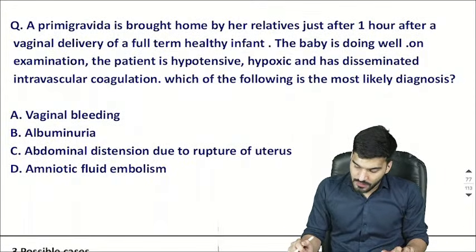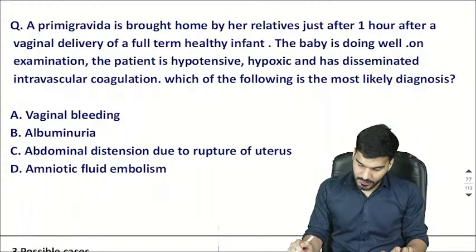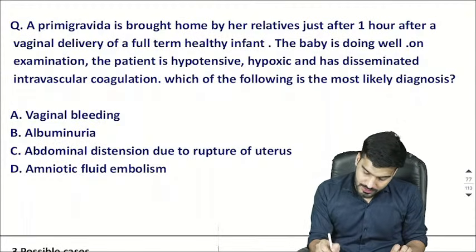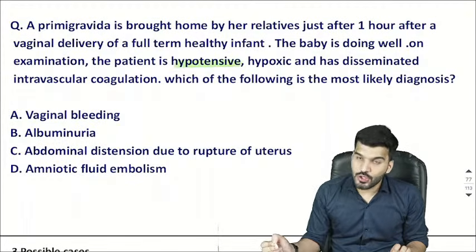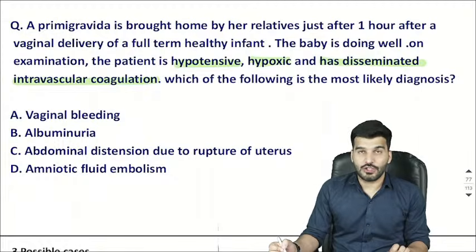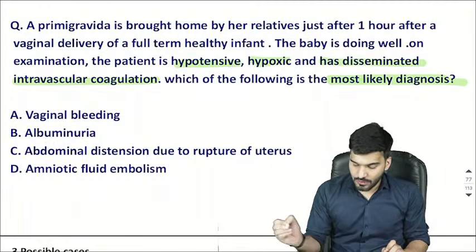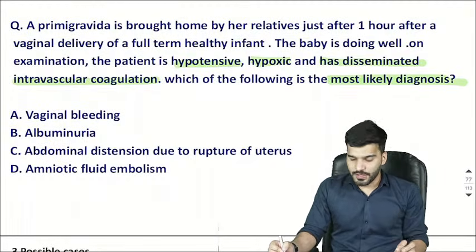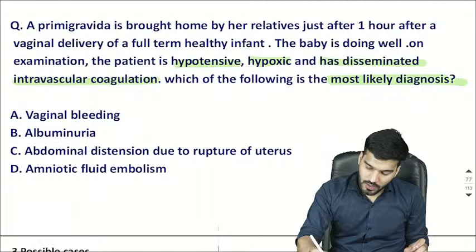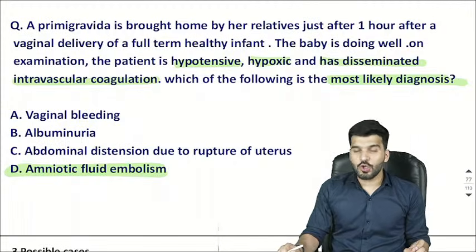A primary gravida is brought home by her relatives just after 1 hour of the vaginal delivery. The baby is healthy and doing well. On examination, the patient is hypotensive, hypoxic, and has disseminated intravascular coagulation. So DIC, or you can call coagulopathy. Which of the following is the most likely diagnosis? Now, my dear students, it's a classical triad of what? Hypotension, hypoxia, and coagulopathy. This is a classical diagnosis of an amniotic fluid embolism.